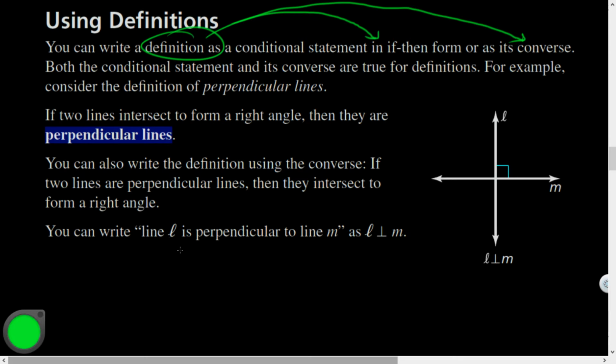All right, so you can write line L is perpendicular to line M as... Oh, no, sorry. I was thinking they were doing the logical thing. They're just teaching us a new symbol. This symbol means perpendicular. My bad. I was emphasizing the wrong syllables there. So yeah, perpendicular is denoted by that symbol.